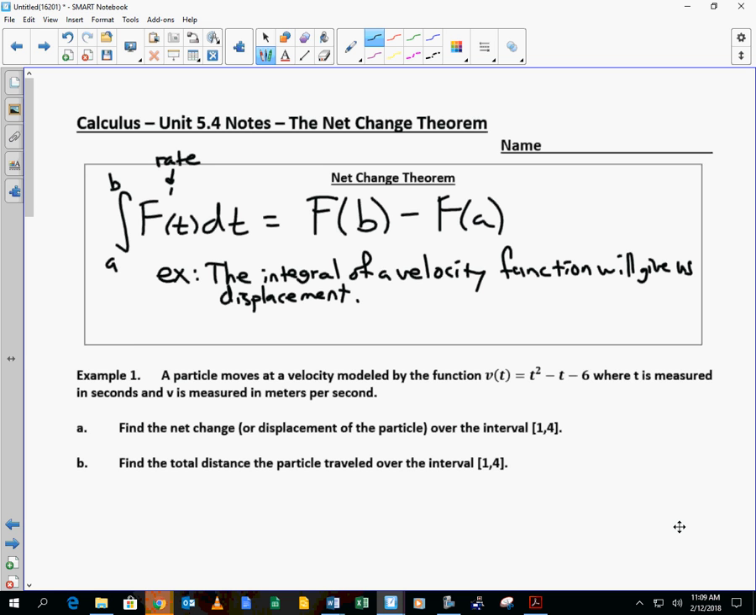So if you recall, we have s of t, that's position. We have v of t, that's velocity. A of t, that's acceleration. And j of t, that was jerk.